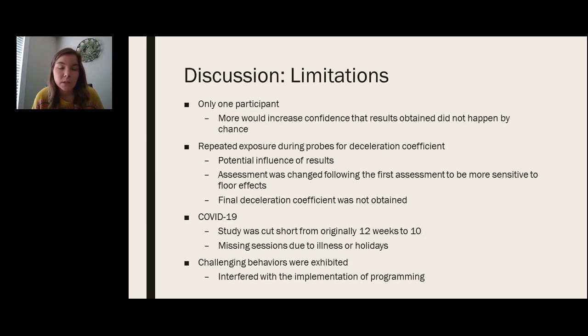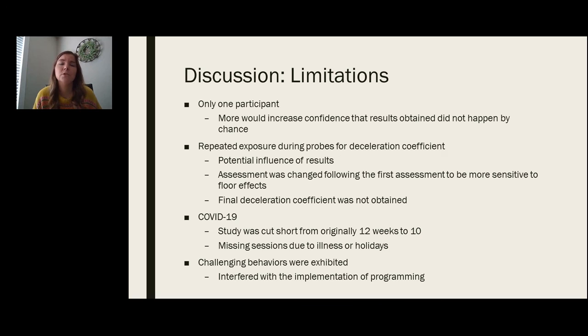Limitations of this study would include only having one participant. Including more participants in the study would increase the confidence that the results did not happen by chance. Another limitation would be that our participant was exposed 2 times for the probes to obtain the deceleration coefficient. This could have potentially influenced the results that we saw.